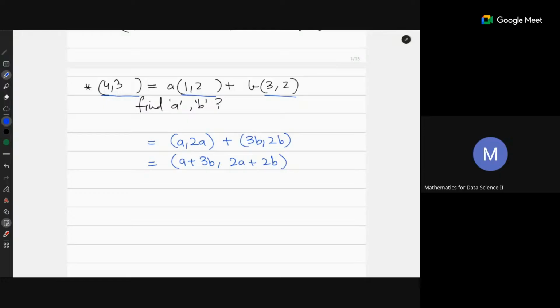Now we want to find out A and B. The right hand side you have simplified to this point, and the left hand side is (4, 3). Now how do you compare two vectors? In R2, the first coordinate must equal the first coordinate, and the second coordinate must equal the second coordinate. So if you write down these equations, how many equations will you get? Two. What is the first equation? The first equation is A plus 3B is equal to 4. The second equation is 2A plus 2B is equal to 3. Now, do these two equations look familiar to you?